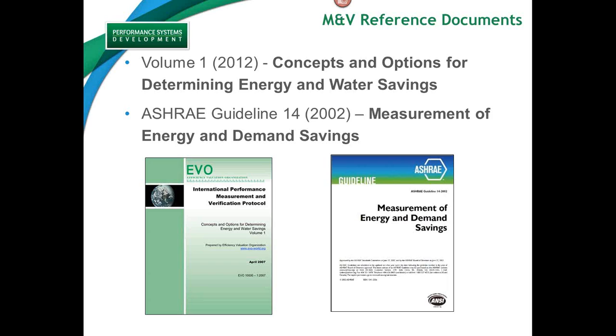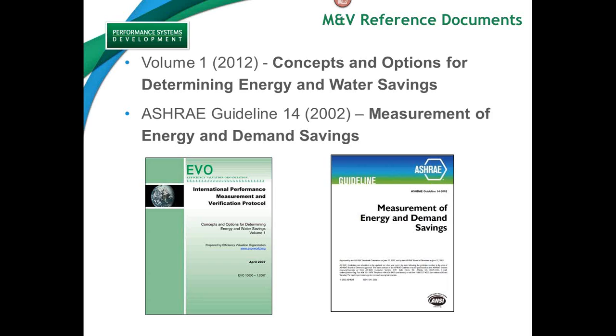A second document, ASHRAE Guideline 14, which was published in 2002, is titled The Measurement of Energy and Demand Savings. We refer back to this again during our CMVP courses. The Guideline 14 document is much more robust in terms of the technical details that surround measurement and verification activities. Guideline 14 covers such things as uncertainty calculations, measurement uncertainty, sampling uncertainty, much more mathematical rigor than IPMVP Volume 1.